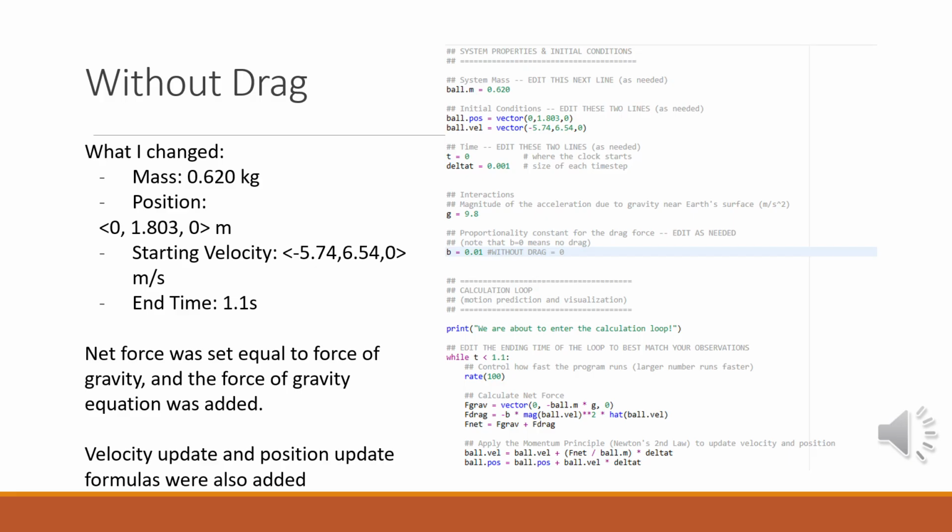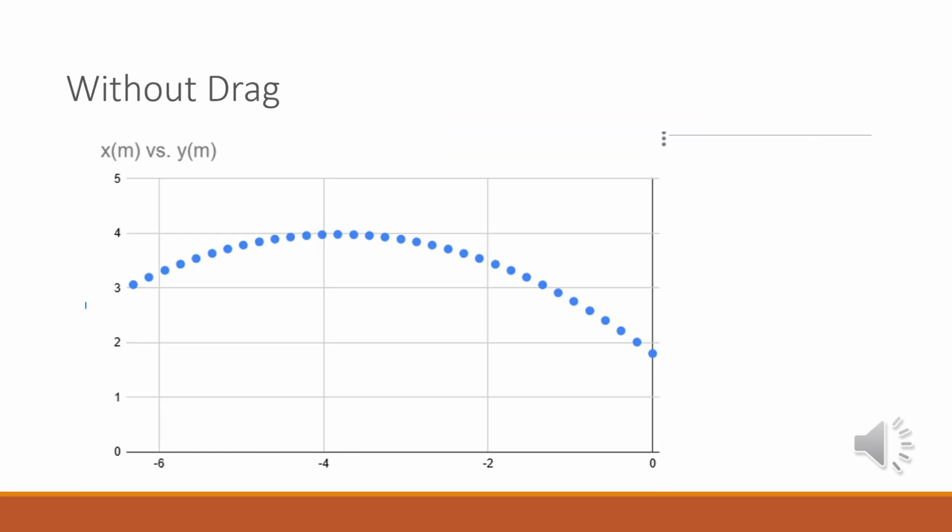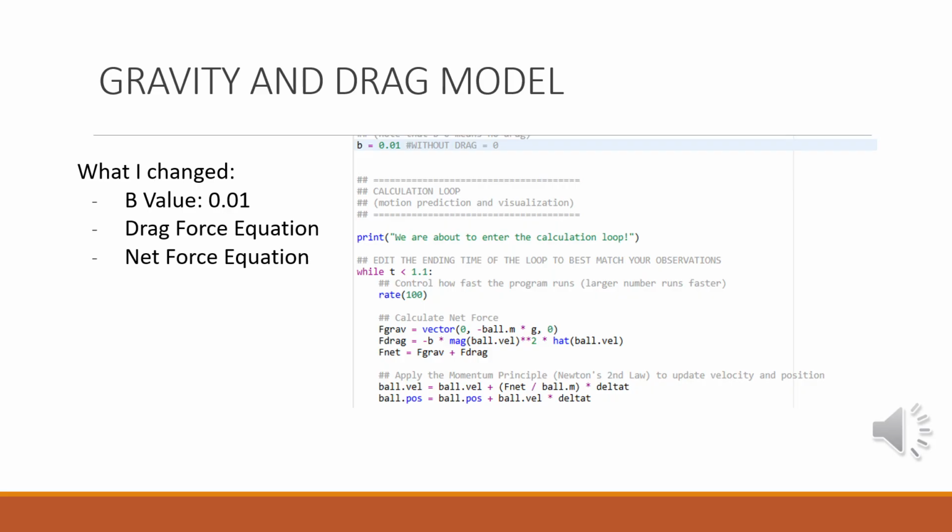I then took that experimental data and inserted it into GlowScript. Again, this is without drag, so the net force is just going to be the force of gravity, so that is added here. Velocity update and position update formulas were also added, as we can see here. Right here, we have taken the data from the GlowScript and we made it into a nice graph. As you can see, similar to the experiment, the ball is going to follow the path that we see on the curve here.